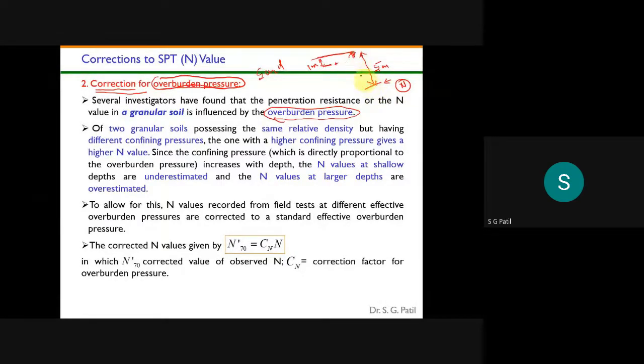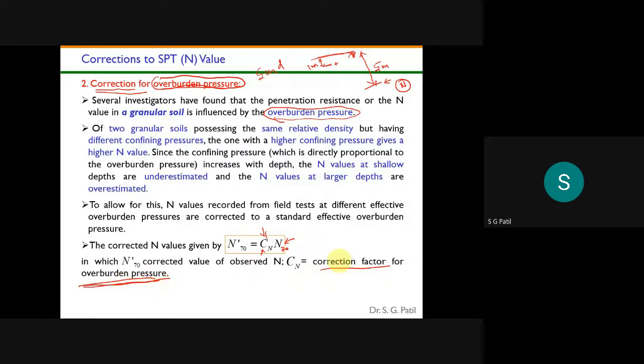So how do we apply this overburden correction? Once you apply the energy correction, I got N70'. For this N70', now I will apply the overburden correction. So this is Cn times N70. N70 is the number of blows after your energy correction, which you multiply with the Cn value. What is this Cn value? Cn is the correction factor for overburden pressure.